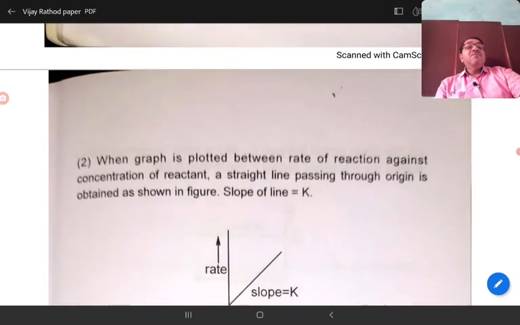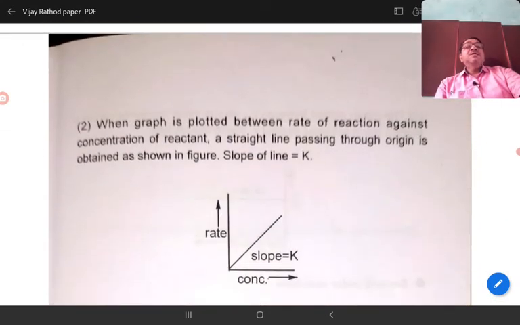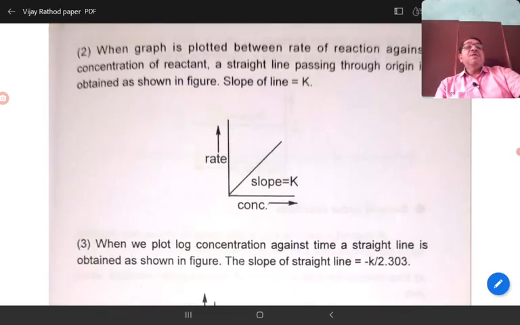Now another graph, the second one, that is concentration on the x-axis and rate on the y-axis, and the slope is shown, which is represented by slope is equal to k. When we consider this straight line part, when the graph is plotted between rate of reaction against concentration of reactant, a straight line passing through the origin is obtained as shown in the figure. So this is another type of nature of graph when we plot concentration against rate of reaction.